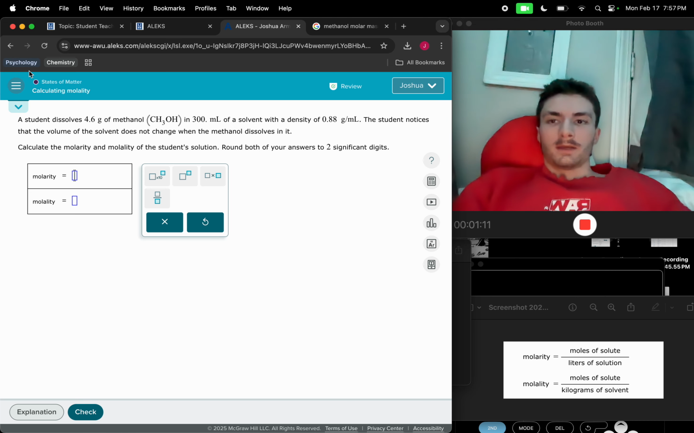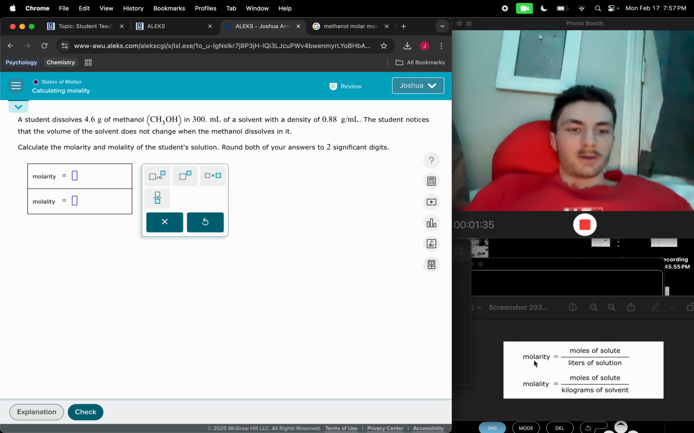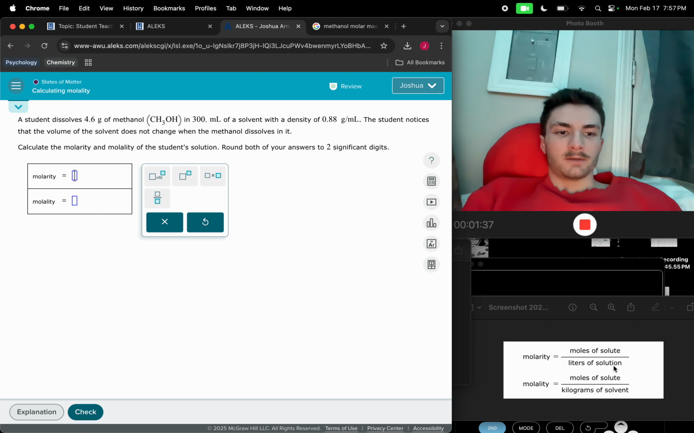So today we're going to be looking at the Alex problem called calculating molality. It feels a little misleading because you're not just doing molality, you're also doing molarity. Before we get into it, what we're going to have to use to figure this out, molarity or molality, is these two equations of what they mean. Molarity is just moles of solute over liters of solution, solution being both solute and solvent, and molality being the moles of solute over kilograms of solvent.